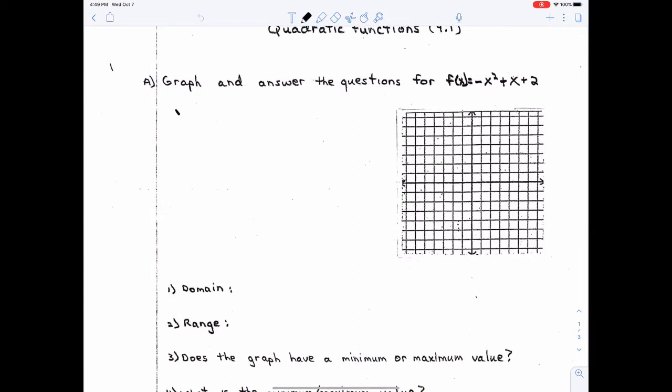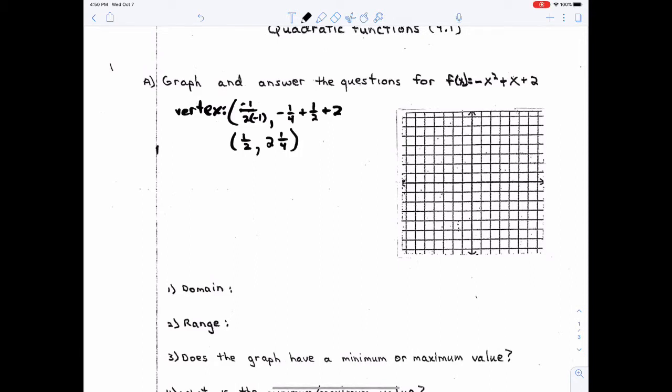We've got negative b, which is -1, all over 2 times a, which is -1. We got -1 over 2 times -1, which is 1/2. Then we'll plug 1/2 into the equation for x. We have negative 1/2 squared, which is 1/4, plus 1/2, and then plus 2. You can call that anything you want, but it's basically 2 1/4. If you want to call it 9/4, be my guest.